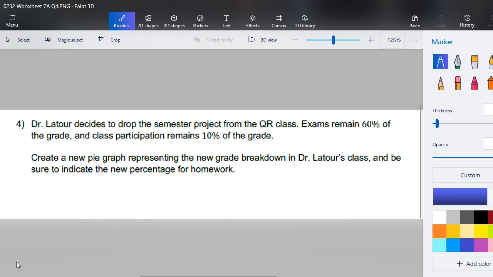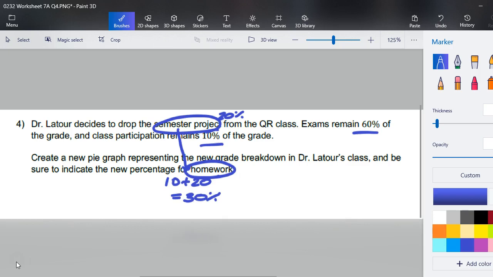On question 4, Dr. Latour decides to drop the semester project. And the semester project was 20% of the QR class. Exams are going to stay 60%, and class participation is going to remain 10%. So we need a new graph and a new percentage for homework. Homework was 10. It's going to get what was formerly for the semester project. So now we're looking at 30%.